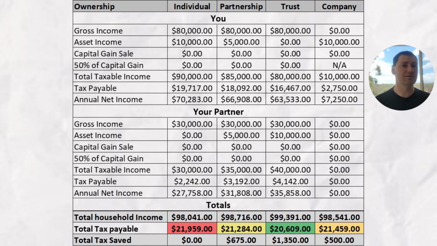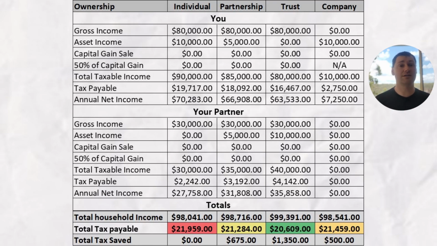What you can see here in this example is because there is not an unfair advantage of the capital gains tax exemption coming in for the structures other than the company, the company now starts to have a benefit. It has a $500 per year benefit over the individual. And that's because companies pay a flat tax rate of 27.5%.